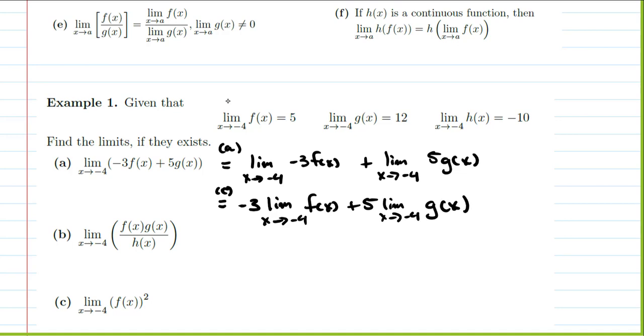Well, we know those values, right? So it's -3 times, and then the limit as x approaches -4 of f of x is 5, plus 5 times the limit as x approaches -4 of g is 12. So then that gives us -15 plus 60, which gives us positive 45. So that would be the value of our limit. And we got that by using properties A and C from above.